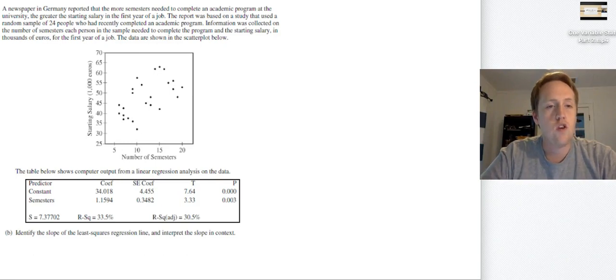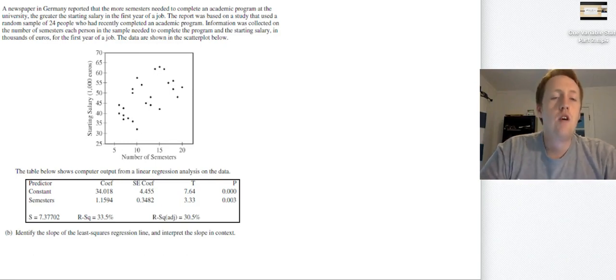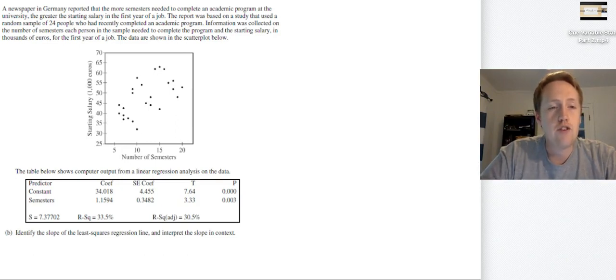All right, a newspaper in Germany reported that the more semesters needed to complete an academic program at the university, the greater the starting salary in the first year of a job. The report was based on a study that used a random sample of 24 people who had recently completed an academic program. Information was collected on the number of semesters each person in the sample needed to complete the program and the starting salary in thousands of euros for the first year of a job. The data are shown in the scatter plot below. The table below shows computer output from a linear regression analysis on the data. Identify the slope and interpret the slope in context.